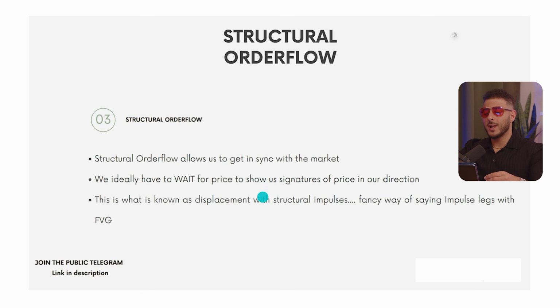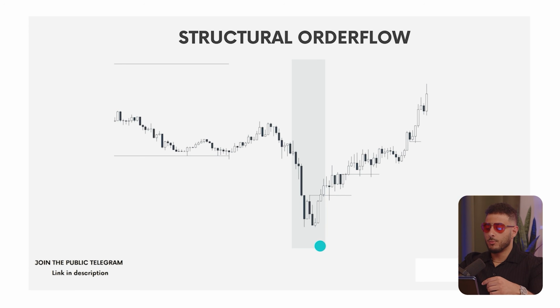This is what is known as displacement with structural impulses, just a fancy way of saying impulse legs with a fair value gap. When price is going lower, like in the Asian range example, right here on this down move, it's very difficult for us to be a buyer until things shift in price. That's why structural order flow is important. Just because we're bullish, are we going to be bullish in this scenario right here?